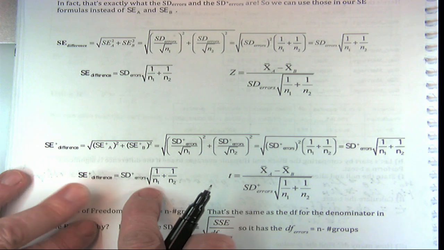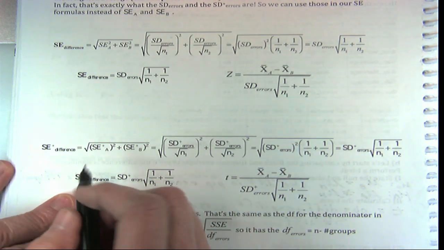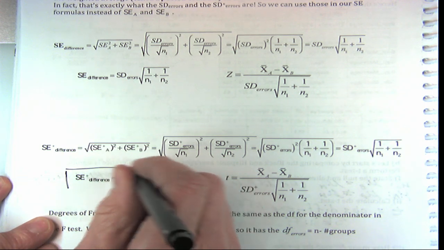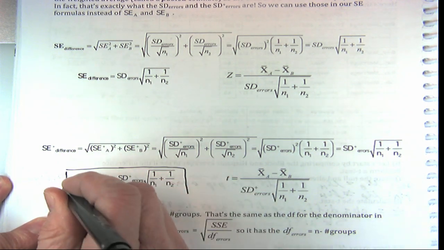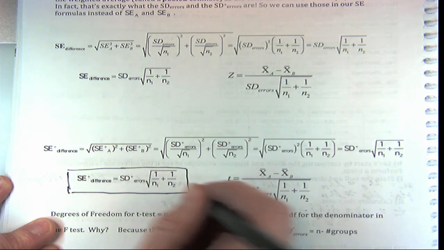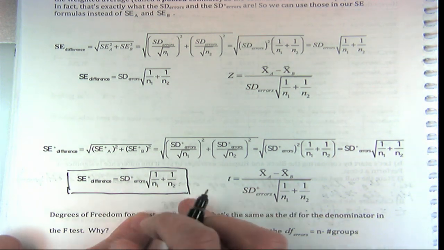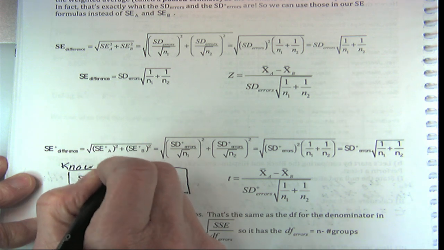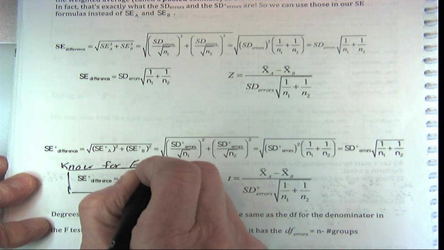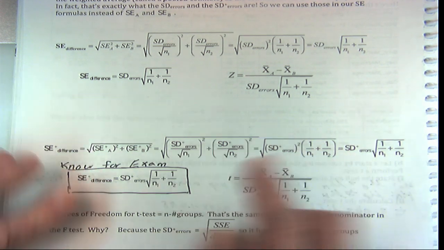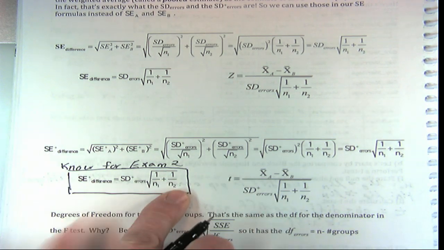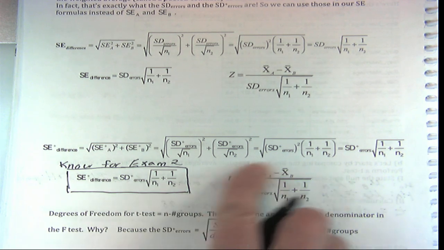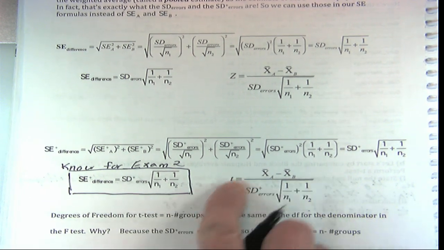So it's actually pretty easy. You're not going to have to derive all this, but you will have to know it. This is one that's not going to be given to you, and this is the one you're going to be using for exam 2, unless you want to go through this derivation. It's much easier just to remember that. So this is what our t-test is going to look like.